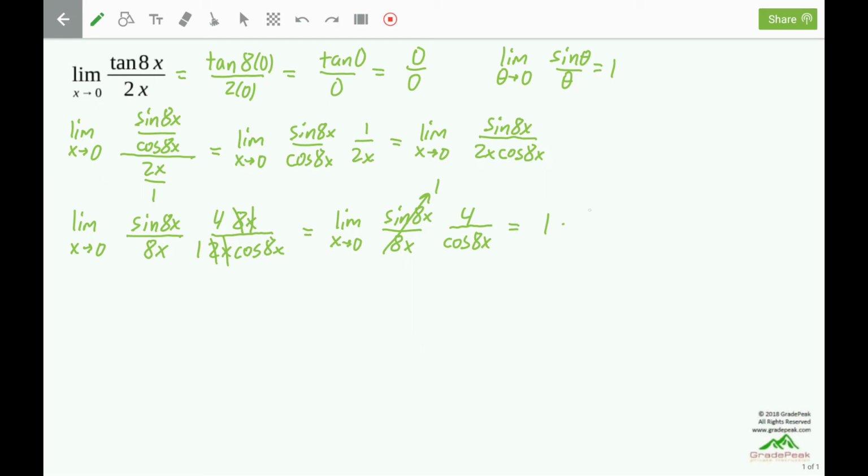Instead, we're going to have 1 times 4 divided by the cosine of 8 times 0. 1 times anything is the same thing, so we're going to have 4 over the cosine of 8 times 0, which is 0. The cosine of 0 is equal to 1, so we have 4 over 1, or 4.